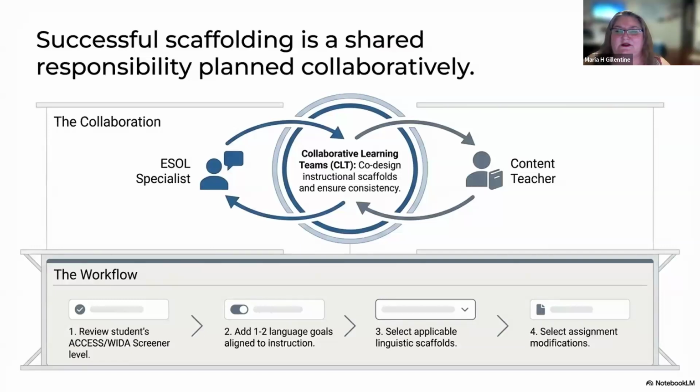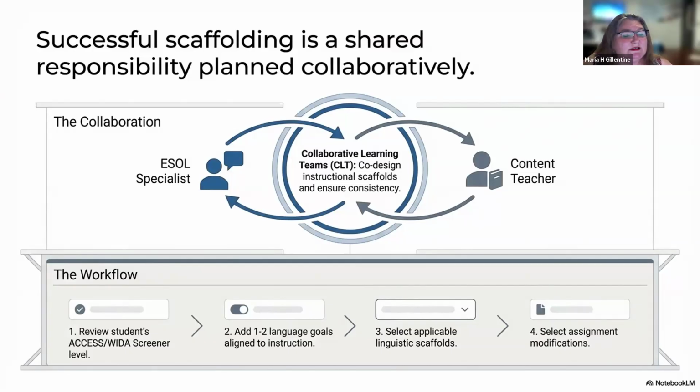And that goes all the way back to the WIDA standards framework, right? Those language goals. So having those language goals as part of this planning process and working collaboratively to go through that, you can select appropriate linguistic scaffolds based on proficiency level and determine any necessary assignment modifications. Remember, assignment modifications is not watering down. And in this process, then we can make sure that the instruction is accessible. It's that comprehensible input that we are providing to our students and giving them that opportunity to succeed and move forward.